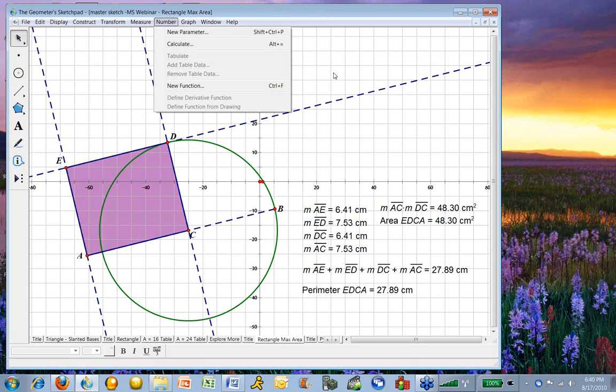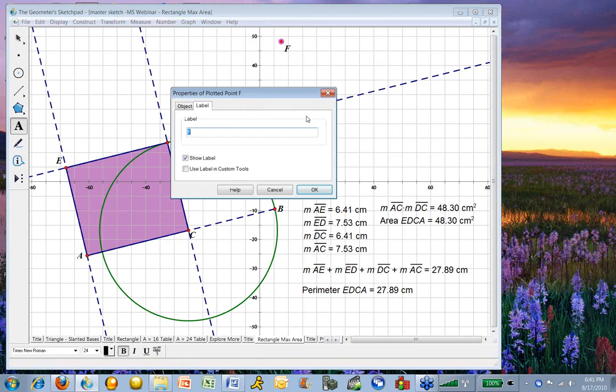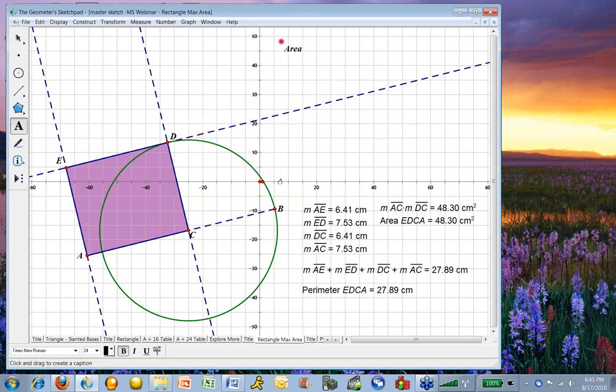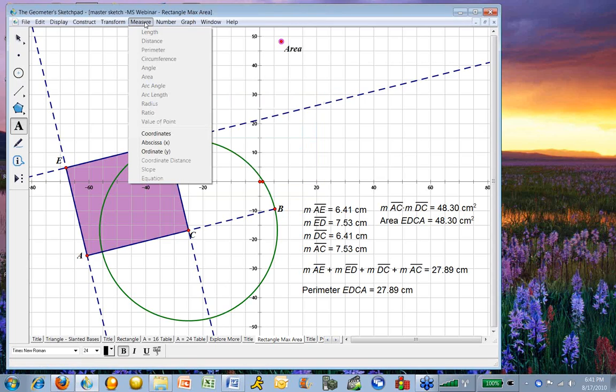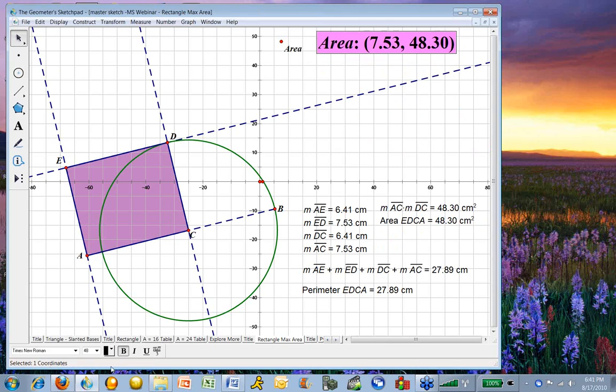I'm going to measure it, and actually first I'm going to label it. What does this point represent? All I did was double click the label, and I'm going to put here that it represents the area. And I am now going to measure its coordinates. It's still highlighted, so I'm going to measure its coordinates and move those up near the point. Very large, aren't they? Here are the coordinates of this point, and they match the current values of side AC and the current value of the area. So there's a connection right there.